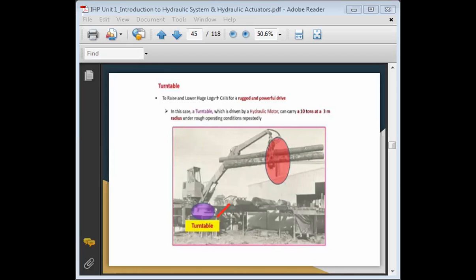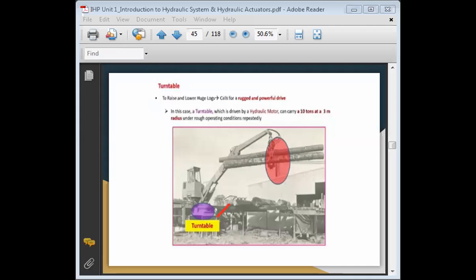So this is a turntable application, and in this turntable a hydraulic system is used. It is driven by the hydraulic motor. See, this is a direct application of hydraulics. Getting it? Due to that only I am showing the pictures also.